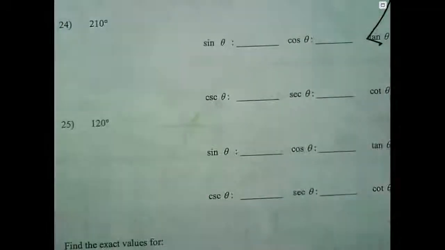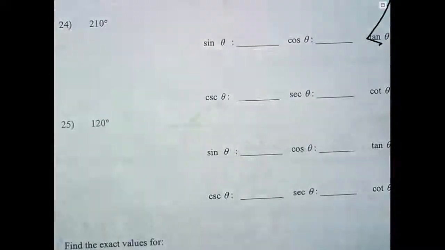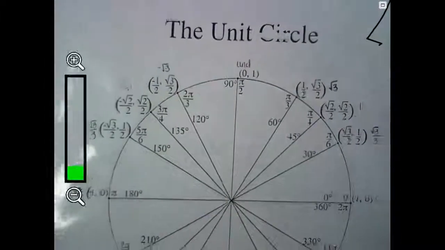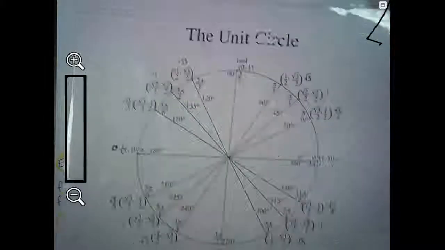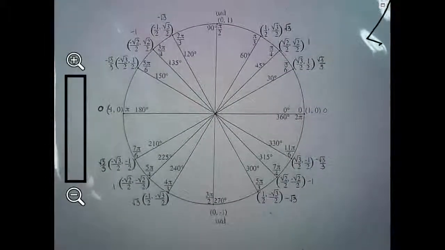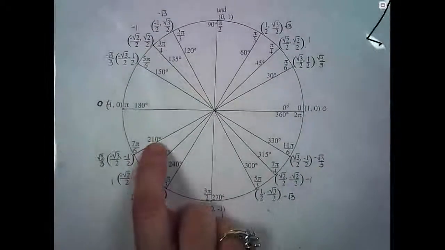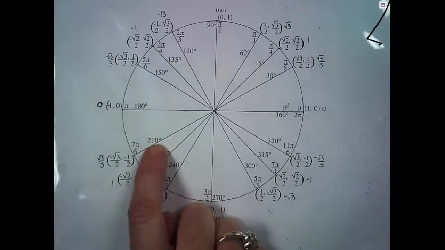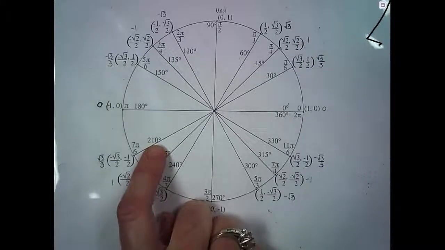Find all 6 trig functions at the given angle. Guys, is 210 on your unit circle? Yes. Let's look. Here's my unit circle. You'll see 210 right here. So if I'm telling you to find all 6 trig functions, am I going to need to build a triangle necessarily if it's on the unit circle?